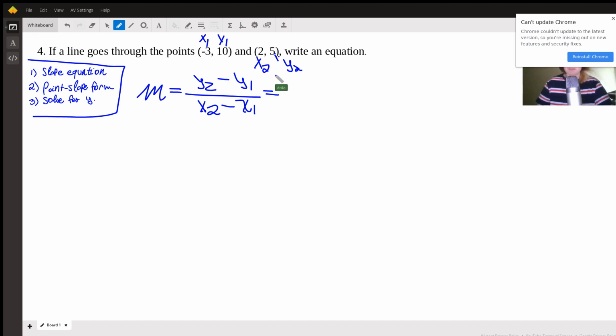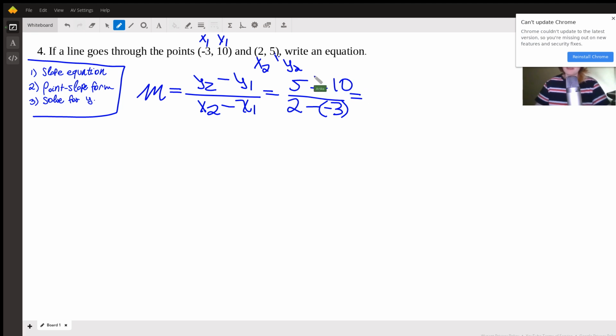So our y2 is 5. We'll subtract our y1, which is 10. And then our x2 is 2, and we'll subtract -3. You have to be careful with the signs here, because the equation itself has a minus sign. If you're subtracting a positive, that's fine, you can leave it. But if you have a negative, you have to subtract a negative away.